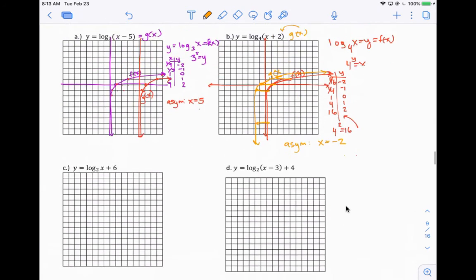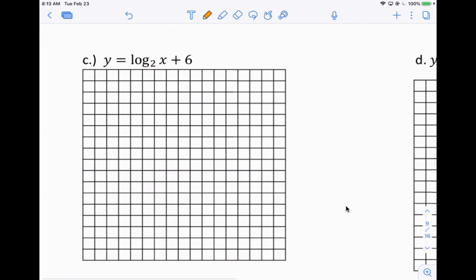All right, a couple more here. Here is the next kind of transformation. This is a slightly different transformation. Notice there is a distinct lack of parentheses here. There's no parentheses around this x, which means it's applied second. It's not x plus 6 and then the log. It's the log and then plus 6. And so this performs an up and down transformation. In this case, up 6. But we're going to go the same route.